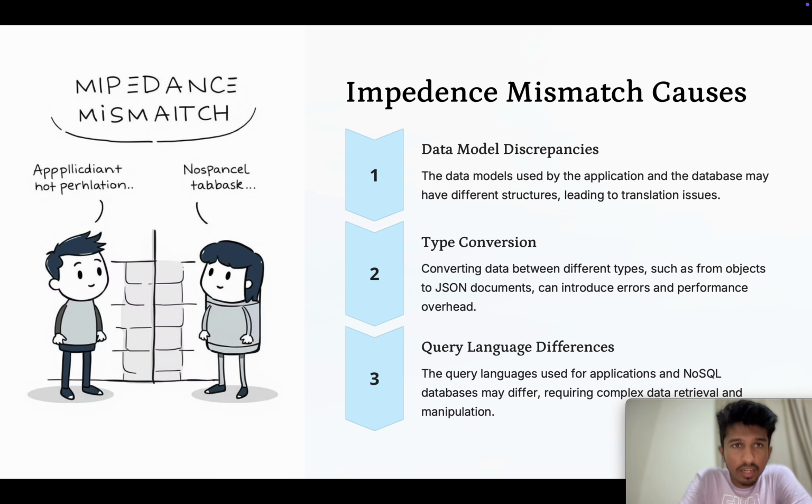Now let's understand impedance mismatch at a higher level. So first is the data model discrepancies. The data model used by the application and the database may have different structures, leading to translation issues. Then the type conversion. Converting data between different types such as objects to JSON documents can introduce errors and performance overhead. And also querying languages. The querying languages used for applications and NoSQL databases may differ, requiring complex data retrieval and manipulation.